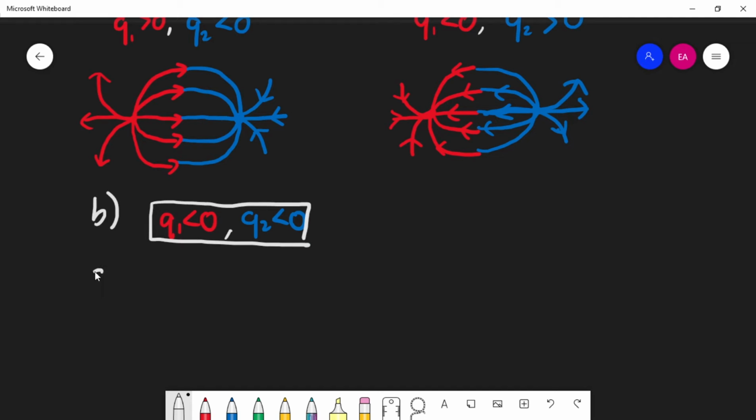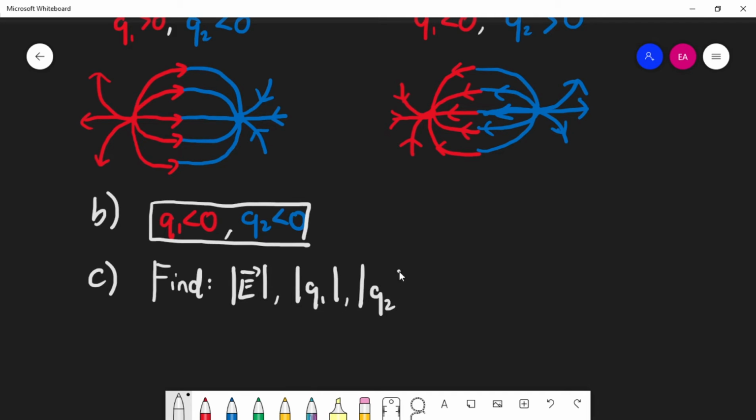Now we go to the third sub-question, which is actually the hardest among all of them. Determine the magnitude of Q1, Q2, and E. So we need to find the magnitude of E, the magnitude of Q1, and the magnitude of Q2. Well, we already know the magnitude of Q1, which is equal to 3 times 10 raised to negative 6 coulombs. And that's actually one of our answers already.